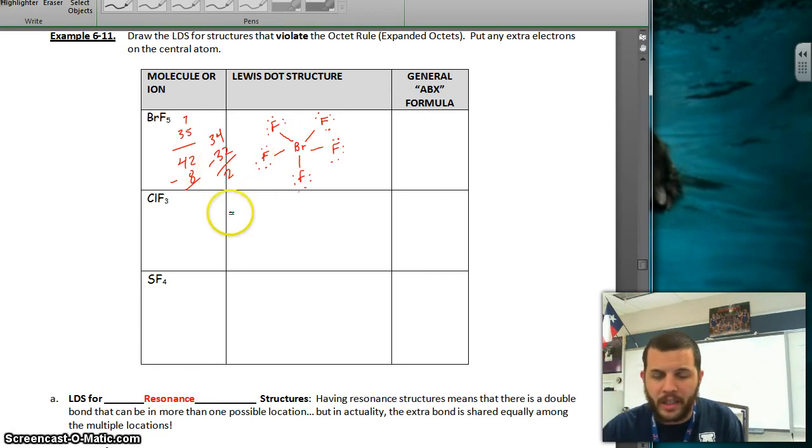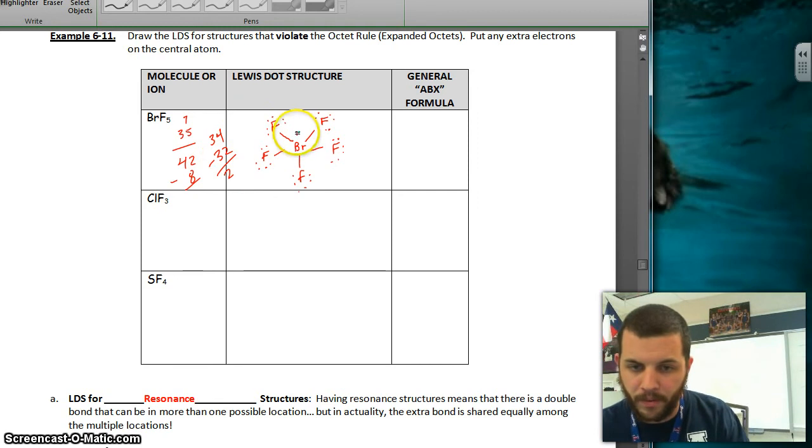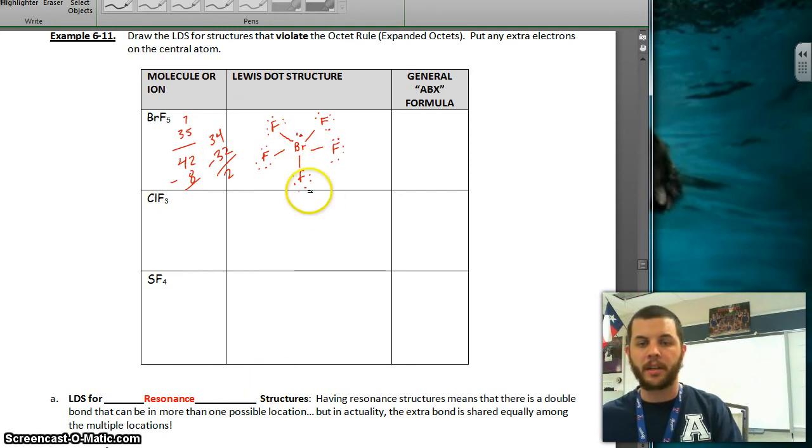Well, I've still got 2 more electrons. What do I do with them? You always throw your extra electrons on the central atom. And so now this would be your Lewis dot structure.